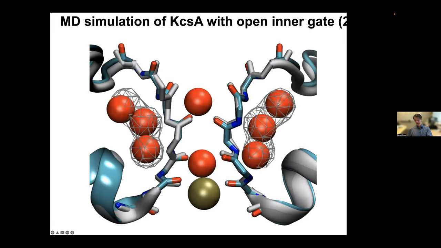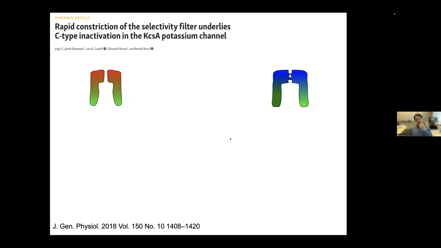The mesh plot is actually the density coming from the crystallographic waters that are located in this pocket, but the waters actually came spontaneously during the molecular dynamics simulation. So this is about a microsecond, and you can see the transition was spontaneous, and the final structure really matches quite well the X-ray structure.